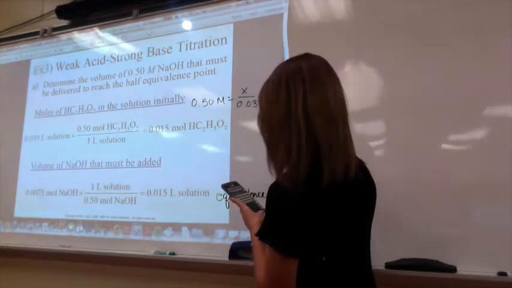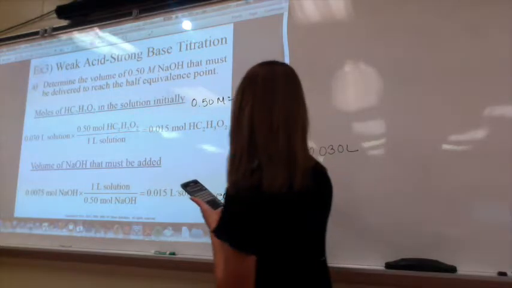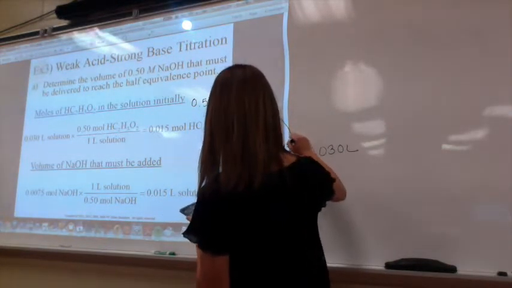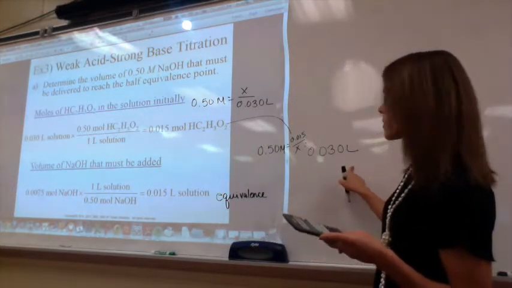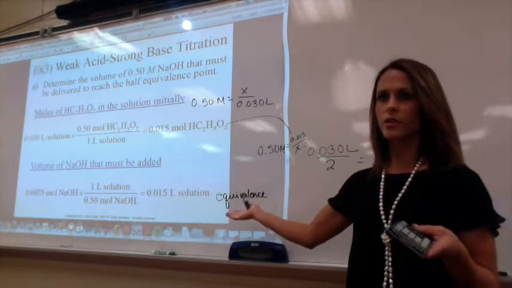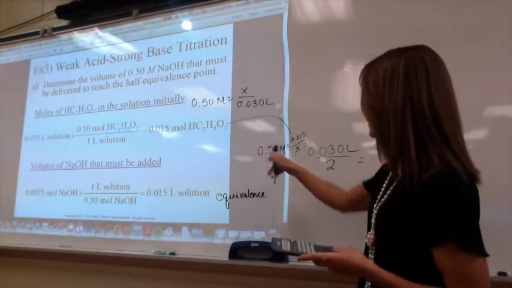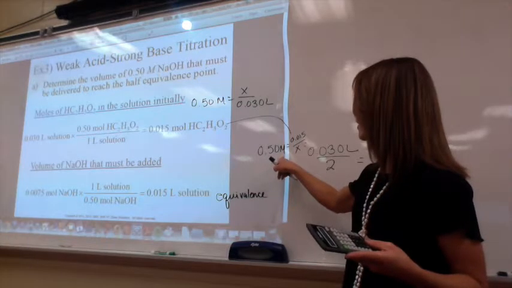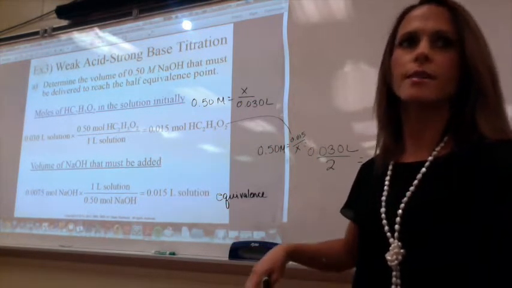So this would have been 0.030 liters if you did your 0.50 molar is equal to these moles, 0.015 over X, you would get 30 milliliters, and then you would just divide that by 2 to give you the 15 milliliters. Yes? Where did they get the 0.50 moles on the bottom? That's because I do molarity like moles over liters. They use molarity as moles over liters as a conversion factor. They always do that in this slide set, okay?